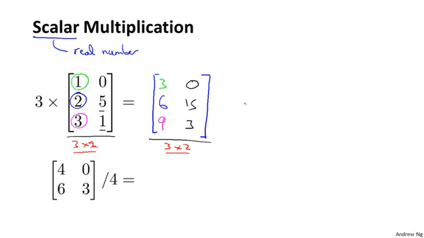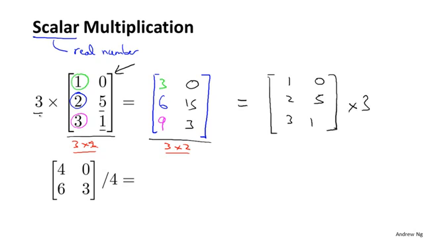And by the way, you can write multiplication either way. So I had 3 times this matrix. I could also have written this matrix 1, 0, 2, 5, 3, 1, just copied over to the right, and multiplied it by 3. So whether it's 3 times the matrix or the matrix times 3 is the same thing, and this thing here in the middle is the result.